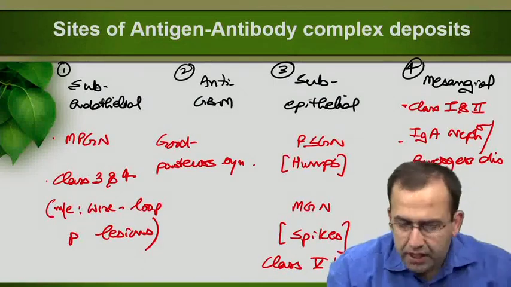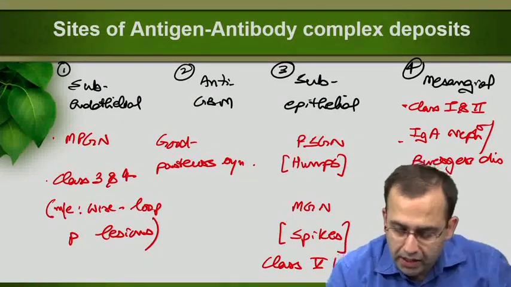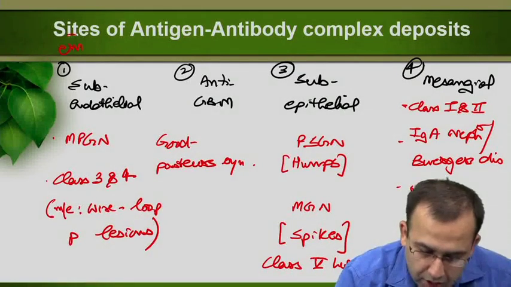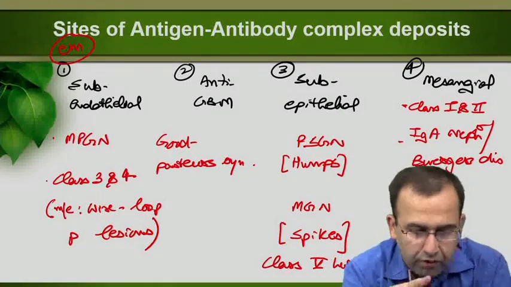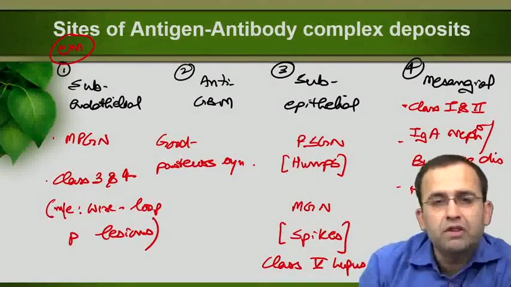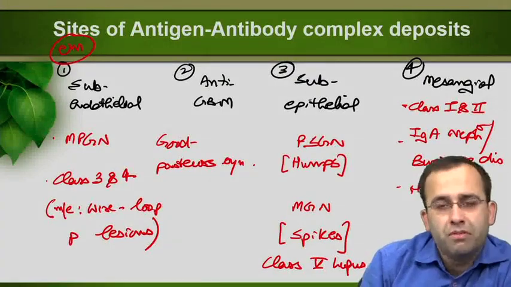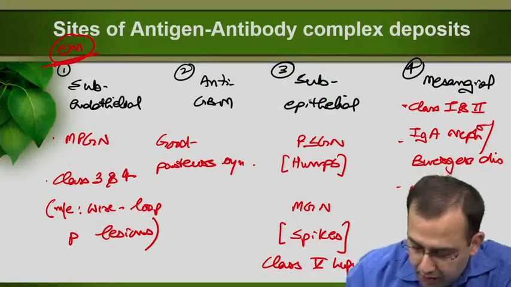Which is the best technique to see the site of antigen antibody complex deposit? Best technique? Answer, electron microscopy. We can see it even by immunofluorescence. Immunofluorescence is okay, but by immunofluorescence I will not always be able to differentiate subendothelial from subepithelial. The investigation of choice is electron microscopy.